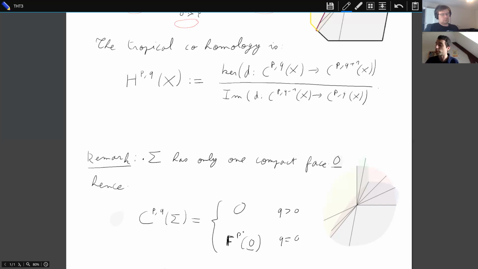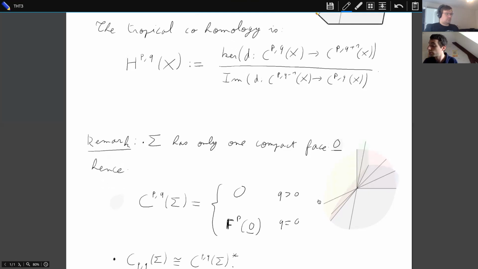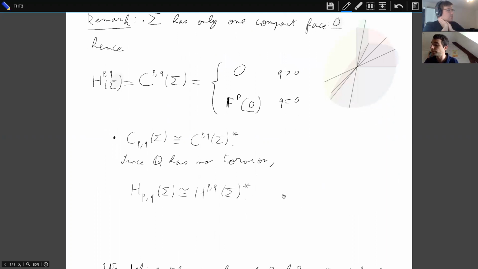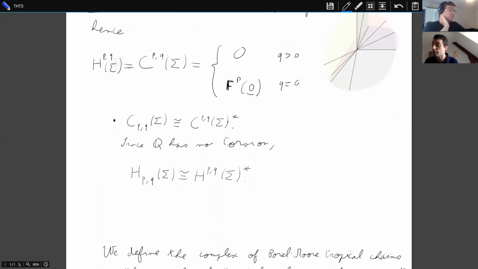The cohomology of the fan is really simple. In fact, it's contractible, that's why. And so CP1 is trivial. It's concentrated on only one degree. So the cohomology is exactly equal to this, nothing happened. So the complex of chains, of quotients is equal to the cohomology and is very simple. Just a remark: since Q has no torsion, CPQ, the chains, is naturally isomorphic to the dual of the cochains.